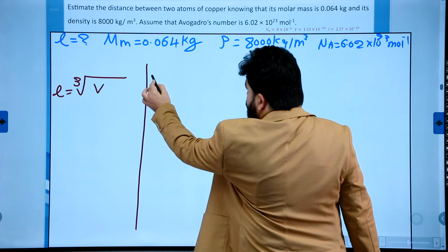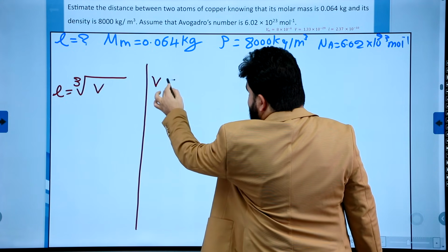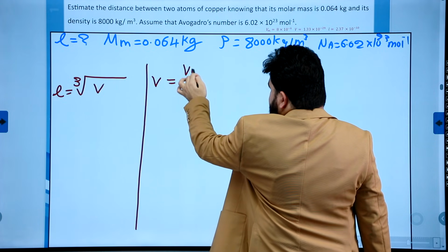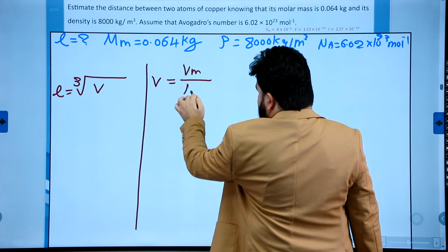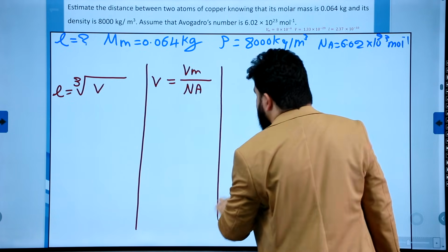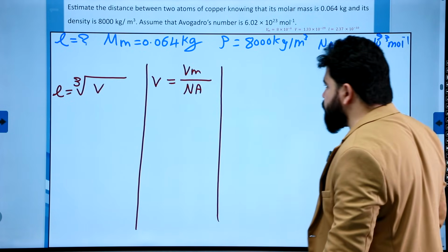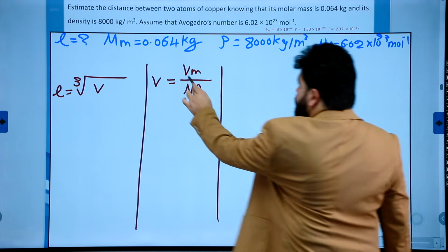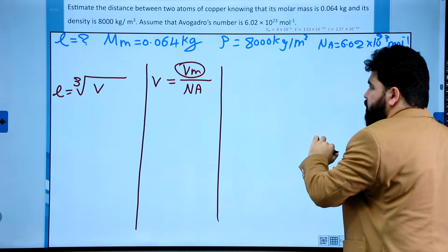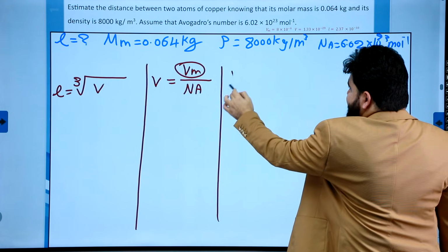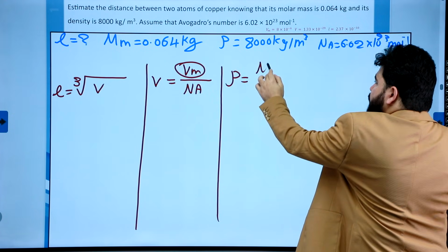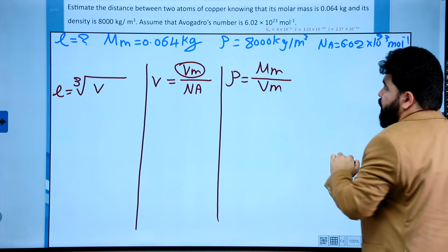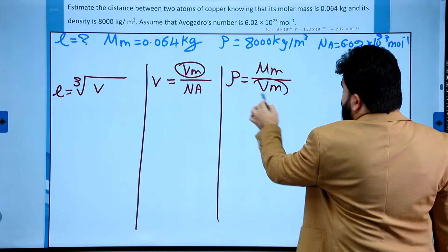What do I use to find the volume of a single atom? I'm going to use this equation: volume is equal to molar volume divided by Avogadro's number. You look here and you also don't have molar volume. How can I find molar volume? So I'm going to say density is equal to what? Molar mass divided by molar volume. So I need this one here, molar volume.